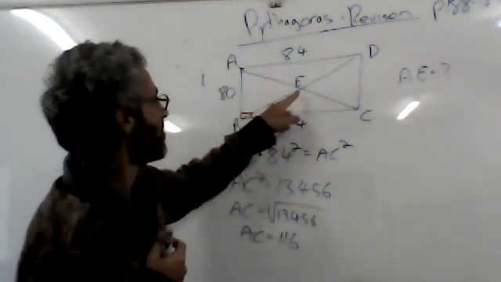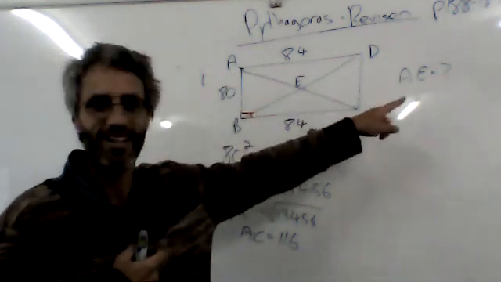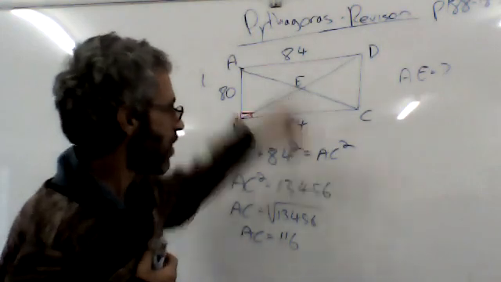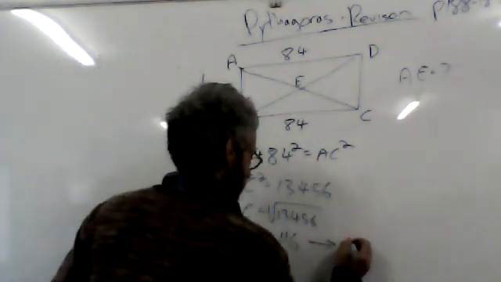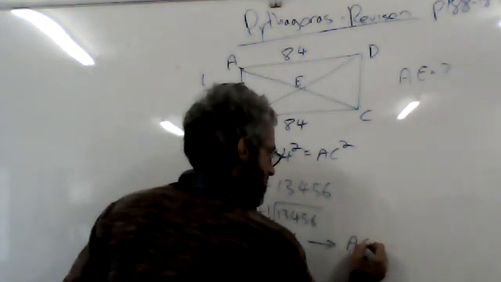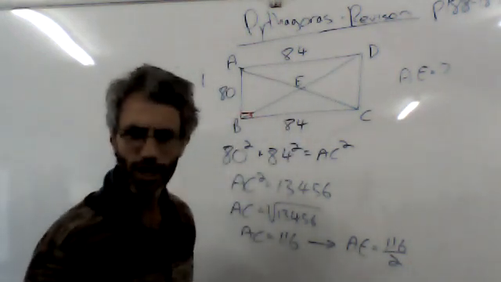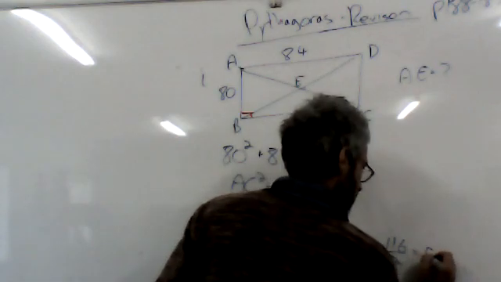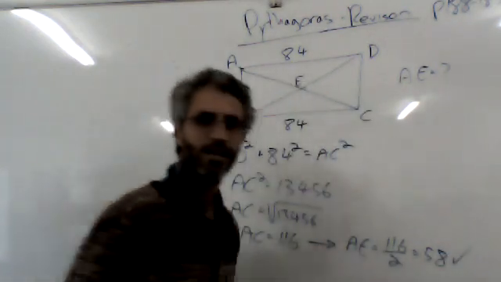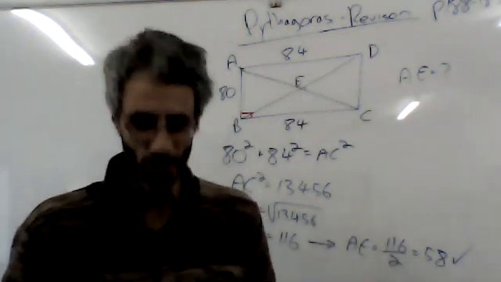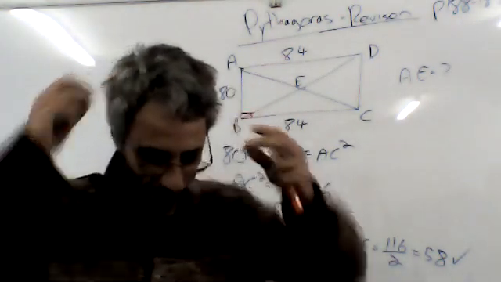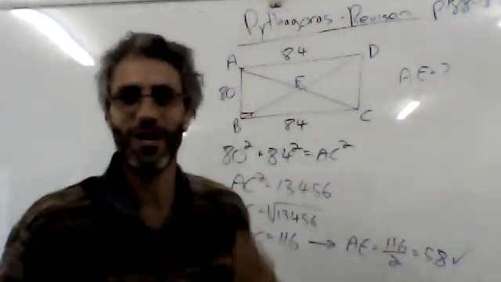No, because they're looking for AE, not for AC. But we know that AE is half of AC. So we're going to say, okay, therefore AE is equal to 116 divided by 2, which is 58. 58 is the correct answer. Okay? Great.